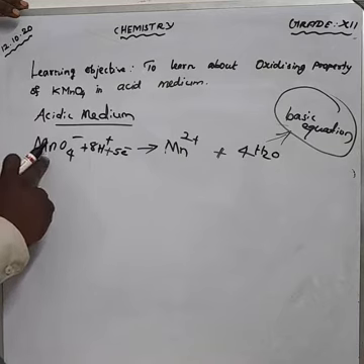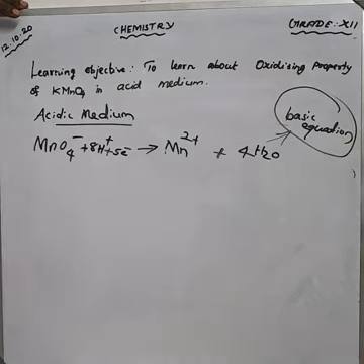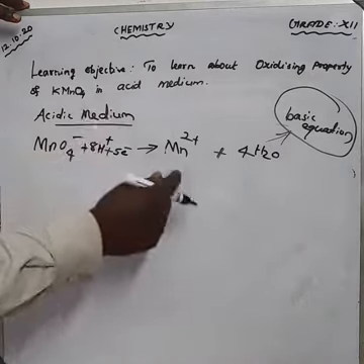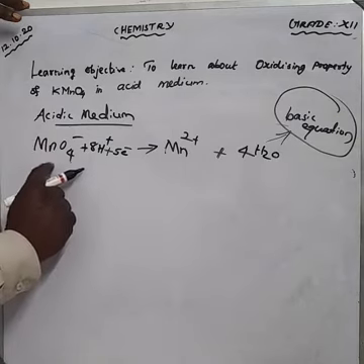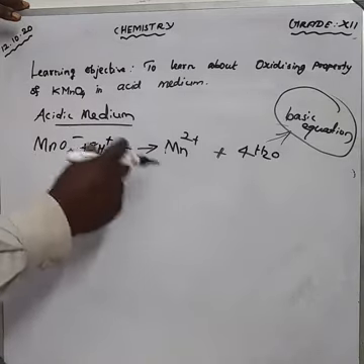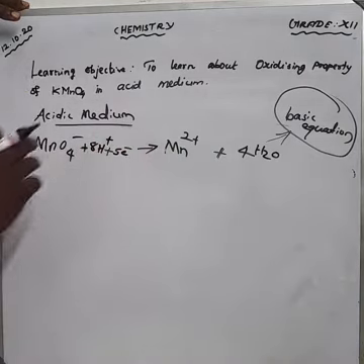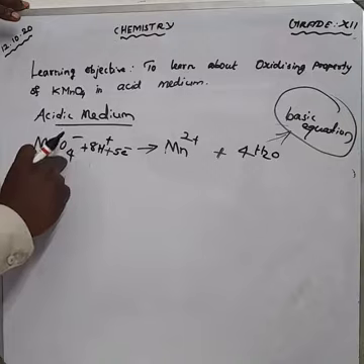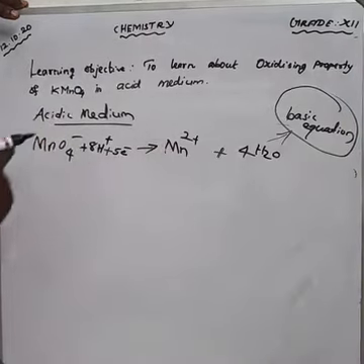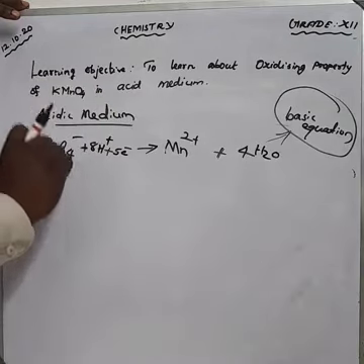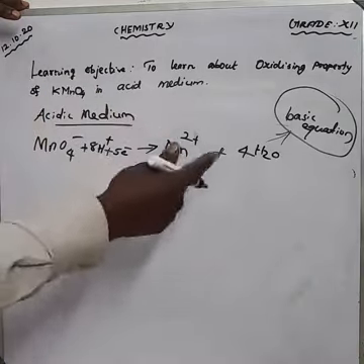Here, permanganate ion in acid medium. We can explain some of the reactions. For example, it oxidizes ferrous salt to ferric salt. It oxidizes iodide ion to iodine. It oxidizes oxalic acid to carbon dioxide. It oxidizes sulfide ion to sulfur. And also it oxidizes nitrites to nitrates.